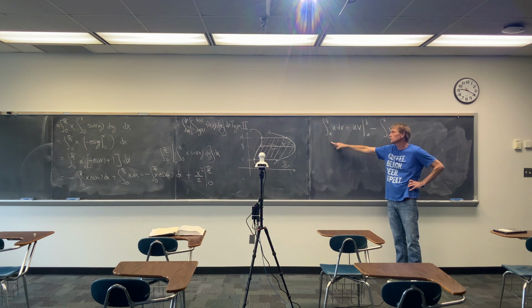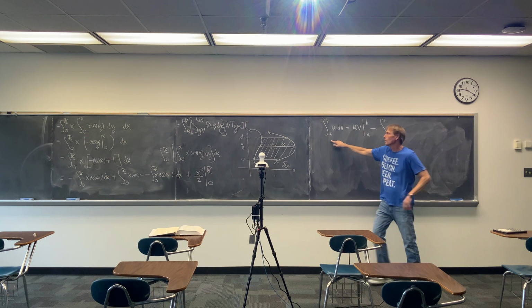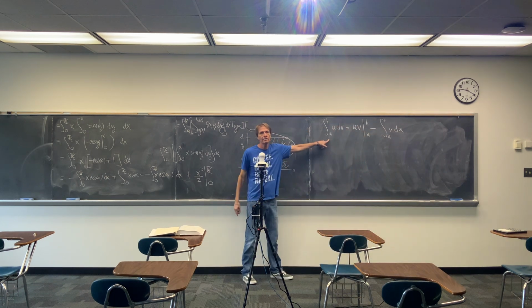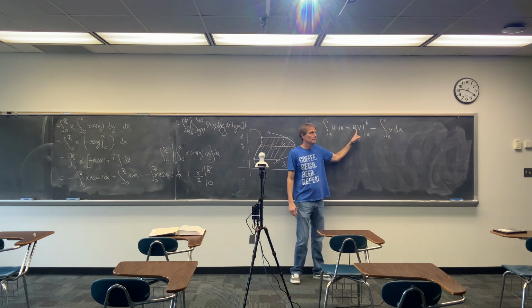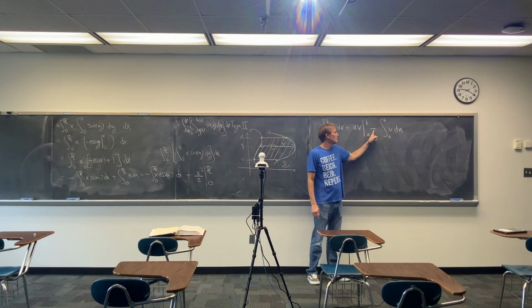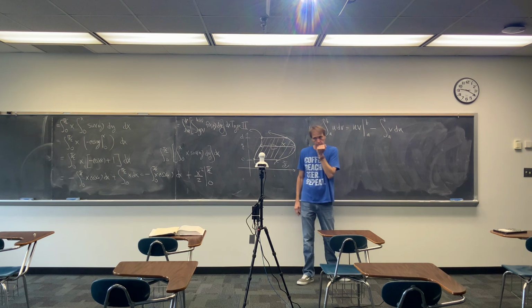So you read what I just wrote, you read what's on the board. What do you have here? The integral from a to b of u dv equals uv from a to b minus the integral from a to b of v du.